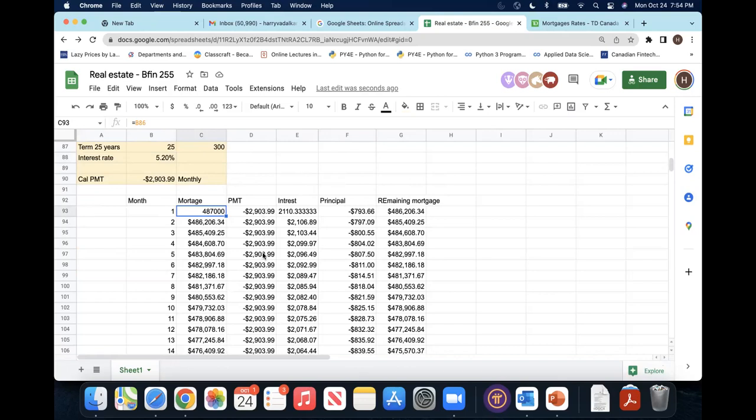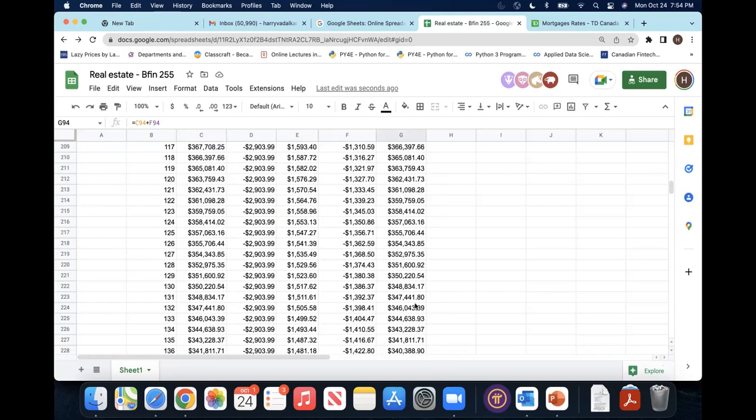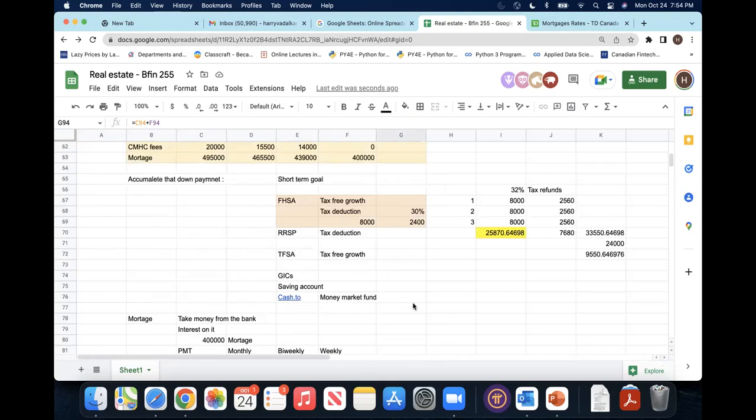Every payment you make, some part of that payment will be interest. Some part of that payment will be principal. Whatever principal you're paying will reduce your mortgage. So 487 you started, 1 month you paid back, you are left with 486. 486 you started, 1 month you paid back, you are left with 485, so on and so forth. Each payment you make, you repay some part of principal.